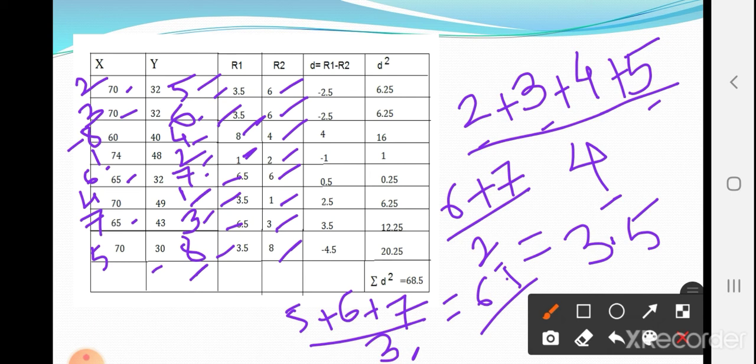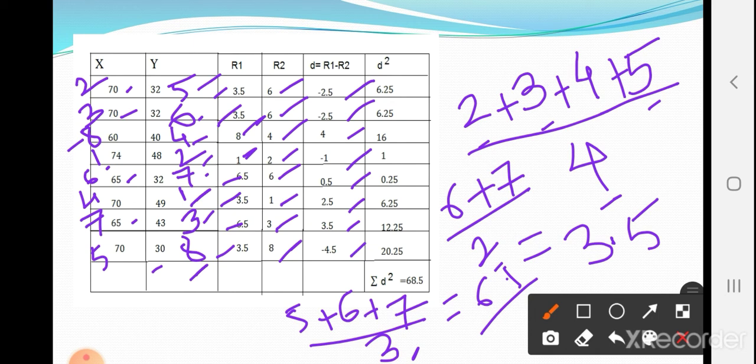First value of R1 is 3.5 and R2 is 6. So 3.5 minus 6, that is minus 2.5. Then 3.5 minus 6, that is minus 2.5. 8 minus 4, that is 4. 1 minus 2, that is minus 1. 6.5 minus 6, that is 0.5. 3.5 minus 1, that is 2.5. 6.5 minus 3, that is 3.5. 3.5 minus 8, that is minus 4.5.